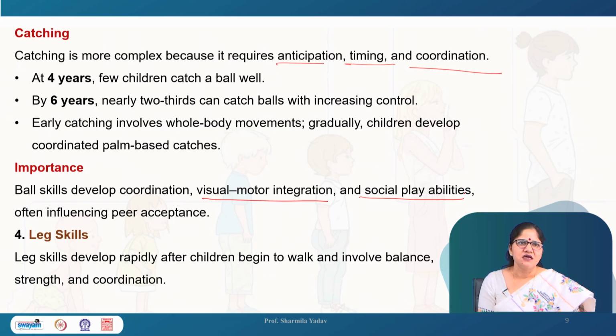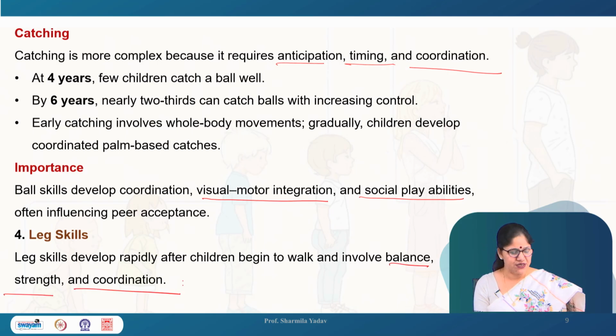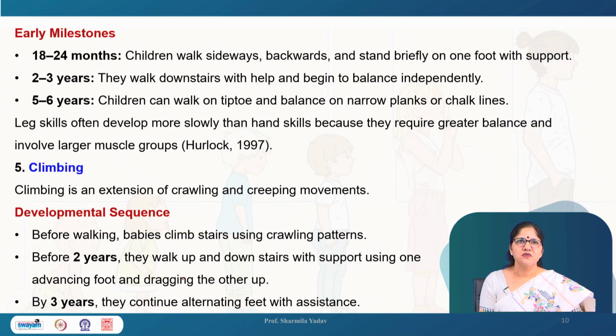Leg skills. Leg skills develop rapidly after children begin to walk and involve balance, strength, and coordination. Early milestones for leg skills are 18 to 24 months, means almost 1.5 years to 2 years. Children walk sideways, backwards, and they stand briefly on one foot with support.